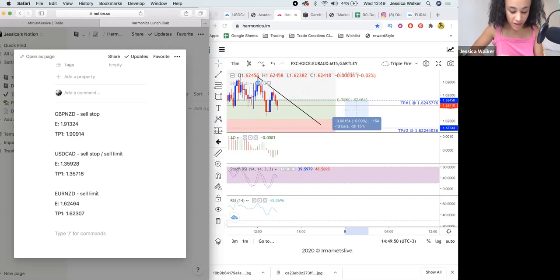Oh my God, it's Euro AUD. I was just like, why is this not working? I'm stupid. 1.62464. Take TP at 162.307. So a humble 15 pips, guys.